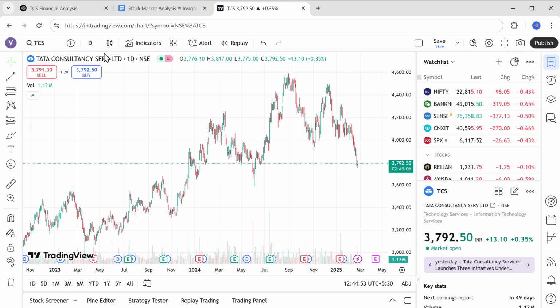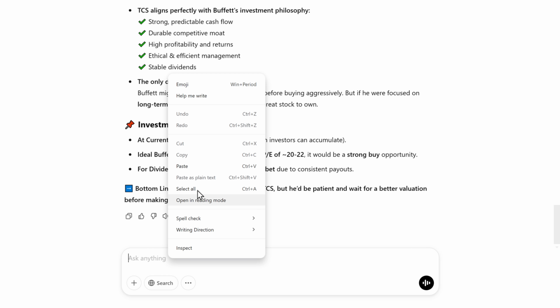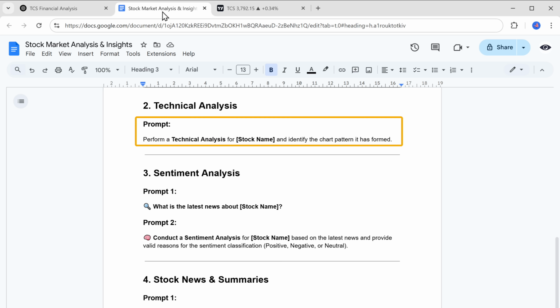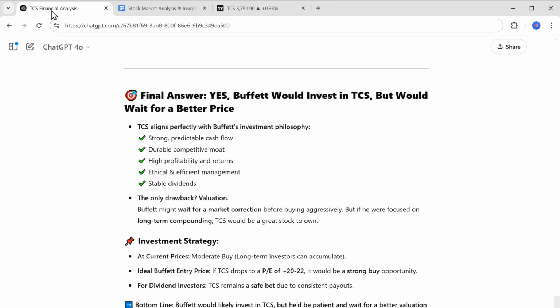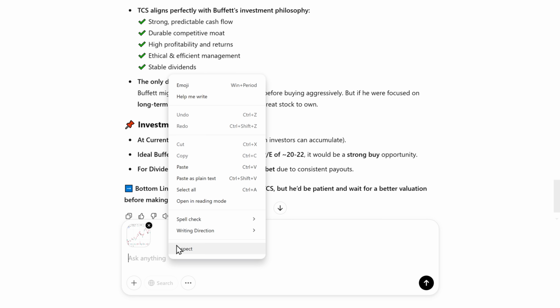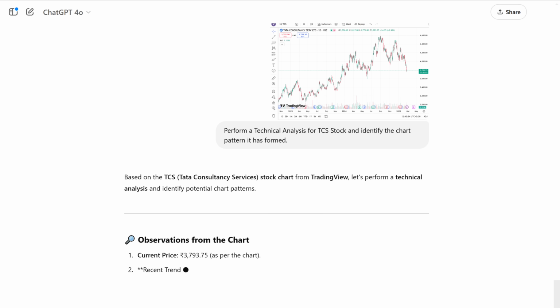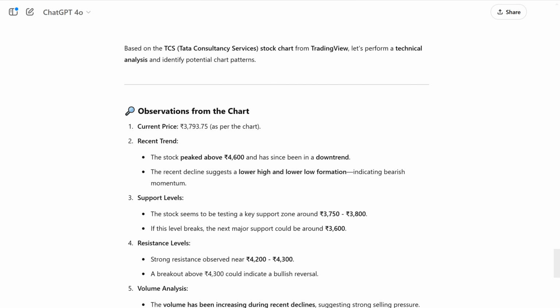Now go back to ChatGPT and upload it here. Then paste this prompt from the document into ChatGPT. Change the name of the stock and click here. And there you go. ChatGPT has analyzed the chart and gave us the technical analysis.